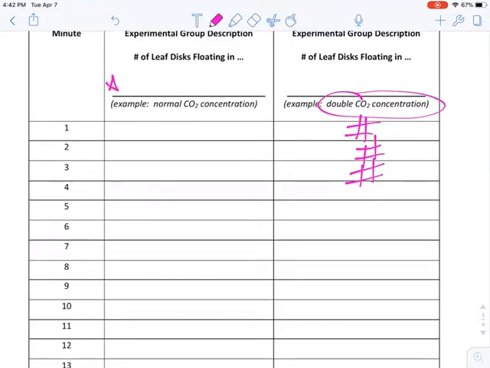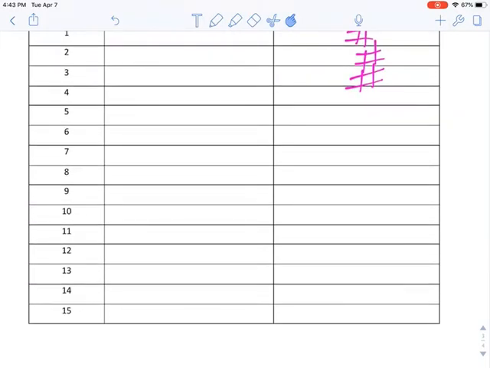Make sure that on these lines here, you tell me what your experimental groups are, like this one's getting this and this one's getting that. And then show me your numbers. And you don't have to go past the 15-minute mark. Remember that you're not using more than 20 discs per column. Okay, so just keep it in line there. Okay, so you make up the data.